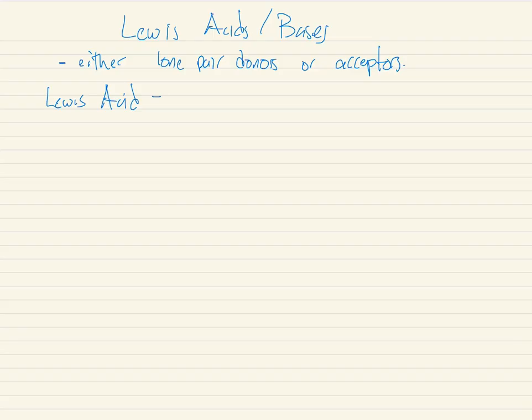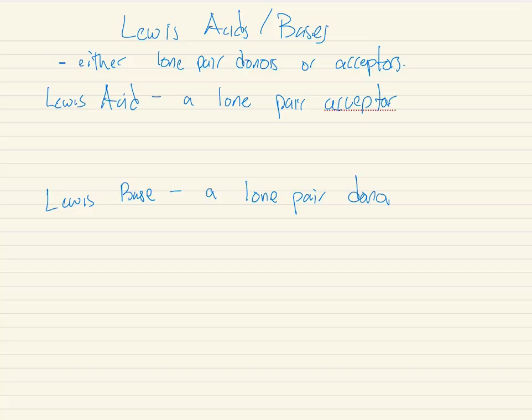And so a Lewis acid is going to be a lone pair acceptor, and a Lewis base is going to be a lone pair donor. A lot of times you're thinking in the Bronsted-Lowry context, that's the easiest way to think of acids and bases. And if it's a Bronsted-Lowry acid or base, it's going to be a Lewis acid or base. However, there are things that are classified as Lewis acids that wouldn't be considered a Bronsted-Lowry acid or base, right? So it goes one direction but not the other.